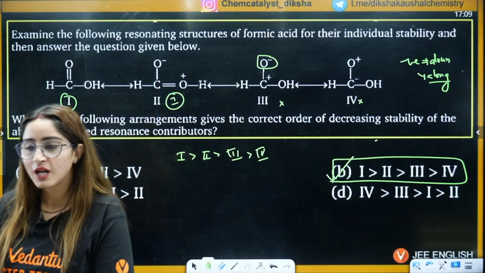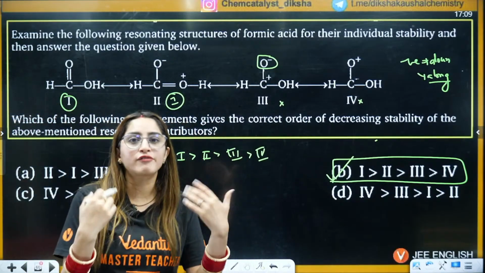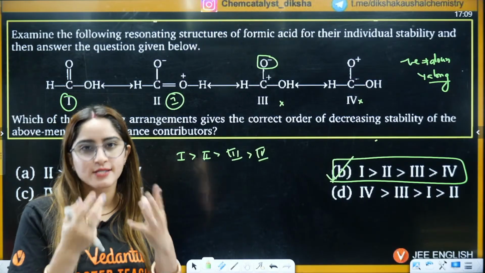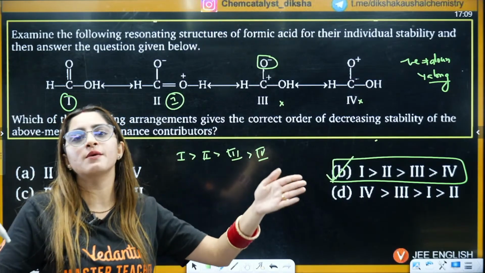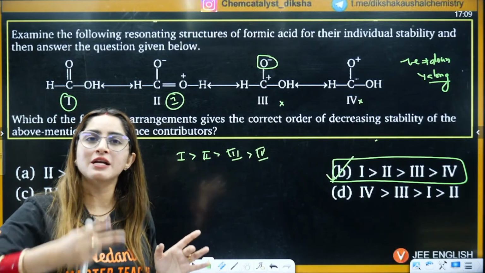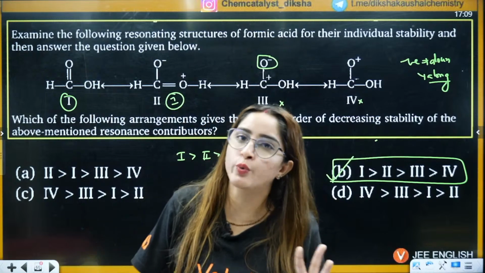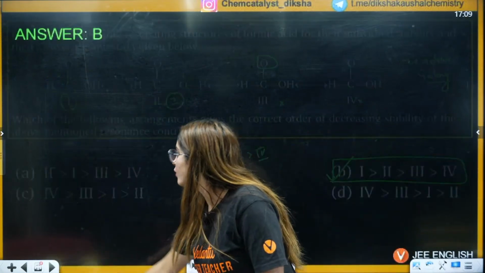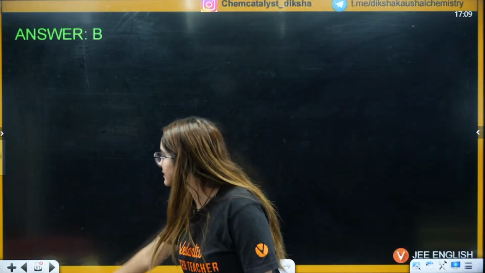Okay. One more thing. After this also, if you're not able to get the correct order, then you will see the charge separation. The more the charge separation, the less the stability. Charge separation and stability are inversely proportional to each other. Yes, everybody, B is the correct answer.